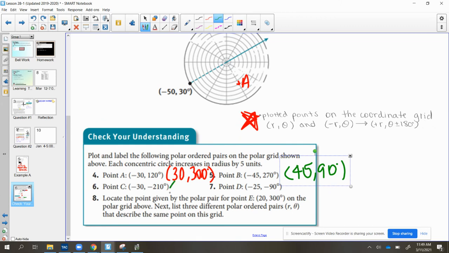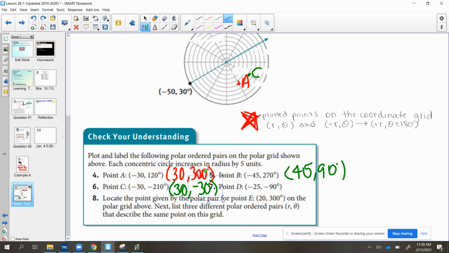Converting this one then, we would have positive 30, and again, you can either add or subtract 180. So I'm going to take negative 210. This time I'm going to add 180, so I would end up at negative 30 degrees. So that's going clockwise down here. So 30, negative 30 would be right here. Here's my point C.